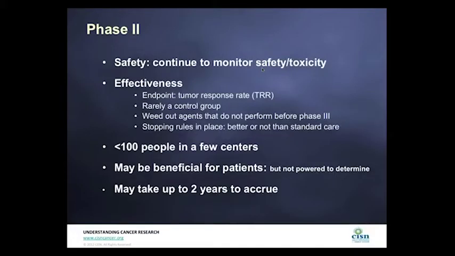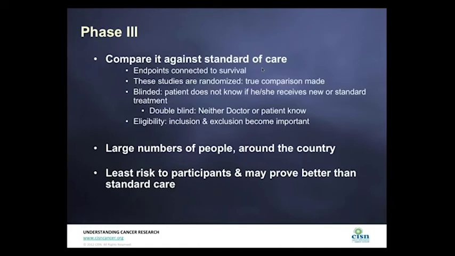So phase 3 is the big clinical trials, and these are the ones you probably know about and read about. It's the ones that get published. And in cancer, it's almost always comparing it against standard of care. And we'll talk more about what that means. But essentially, it's one arm in the clinical trial is standard of care, and the other arm in the clinical trial is new agents. And endpoints are connected to survival.